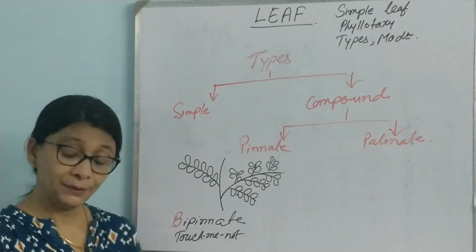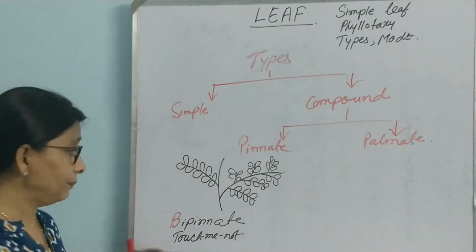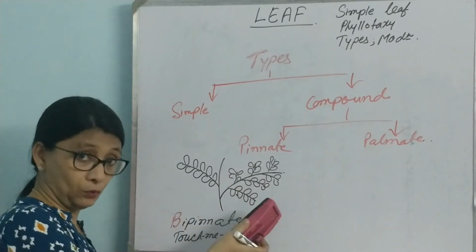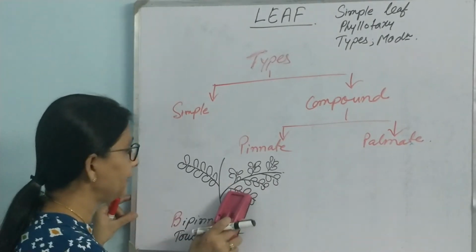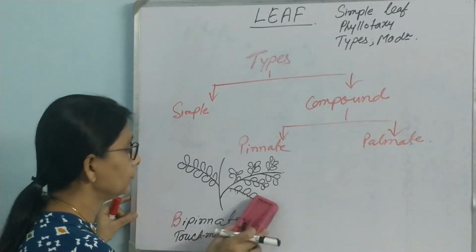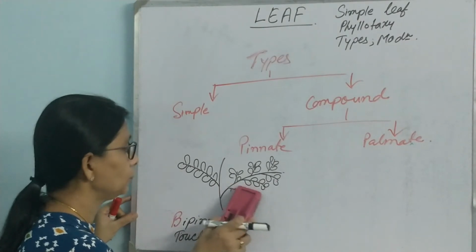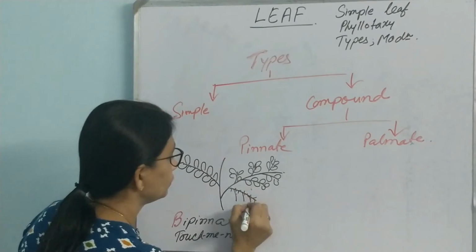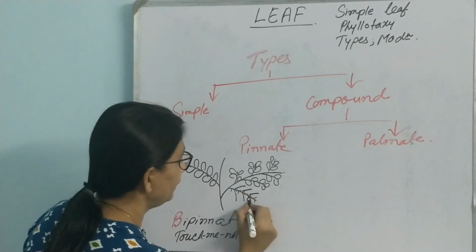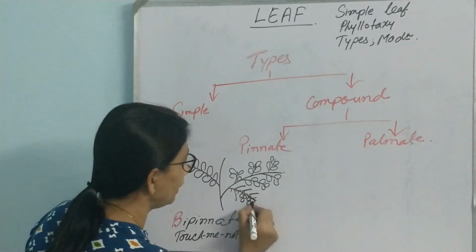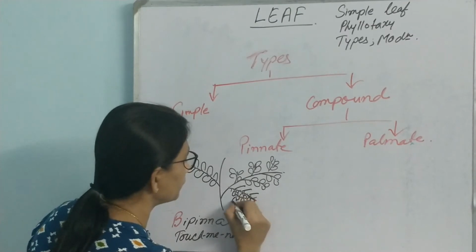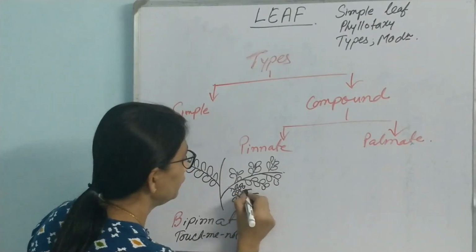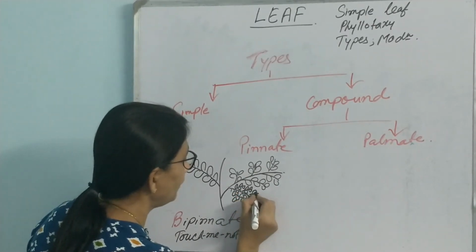Bipinnate. Then sometimes it might so happen that this second round division is again divided into even smaller leaflets. Say there is another branch, and now the leaflets are arranged on this third order. This is known as tripinnate.